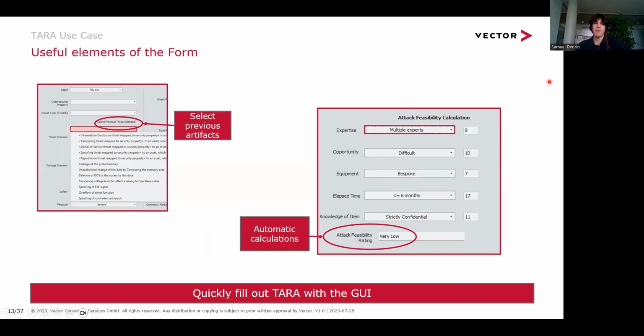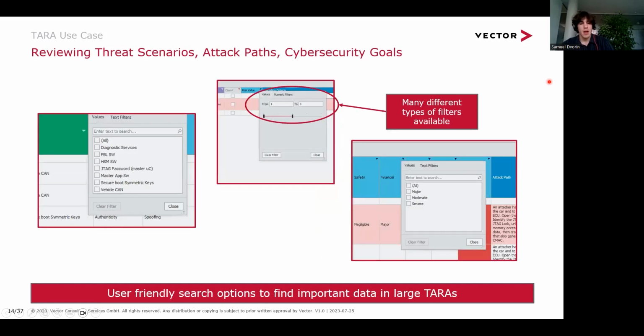As with the asset form, the TARA form provides many UI options to make this process more automated and faster. You can select previous artifacts, and all numerical data is automatically calculated. And as with the assets, the powerful filters allow you, upon entering data into the database, to see the important rows in this database. So you can say only the entries that have a severe impact rating or a very high risk value, and this allows for very easy analysis.